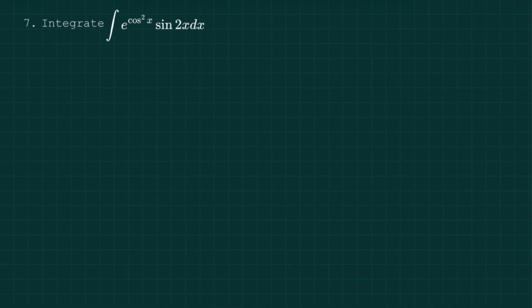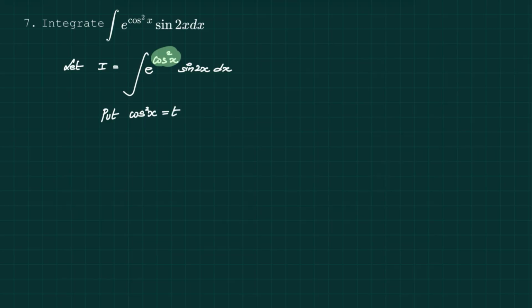Question 7. e to the power cos square x into sin 2x dx. So let I equals to integration of e to the power cos square x sin 2x dx. Let us put cos square x as t, and let us differentiate both sides with respect to x.